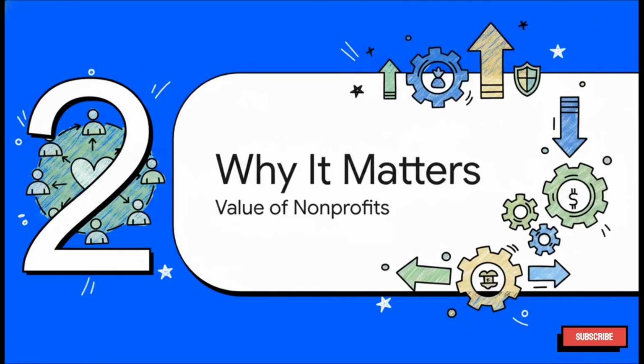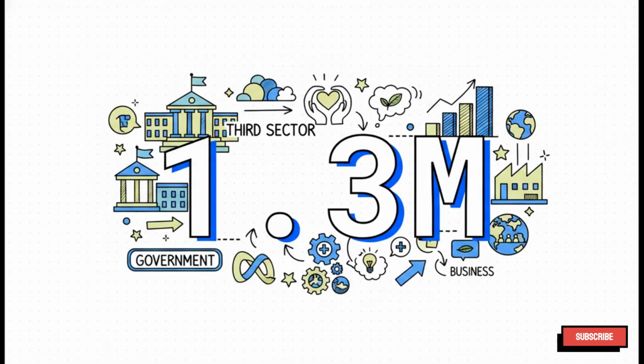Moving on to Section 2. Let's talk about why this actually matters. Did you know there are over 1.3 million charitable nonprofits operating in the United States right now? Honestly, that's a massive footprint. It really proves just how legitimate and powerful this third sector is.